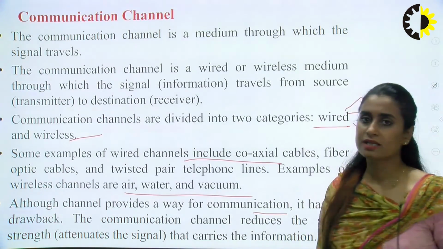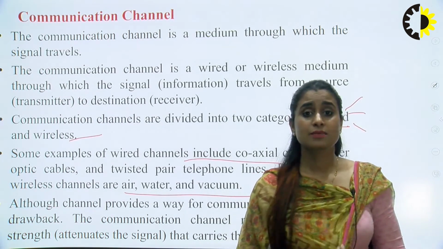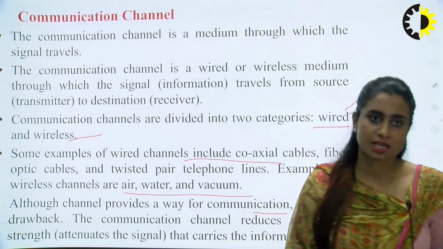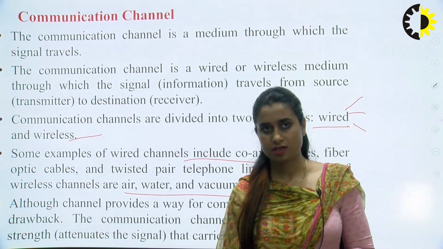Right, in the channel, the maximum attenuation does not occur at transmitter or receiver. The maximum attenuation occurs in the channel. While your signal is propagating, maximum attenuation occurs here only.